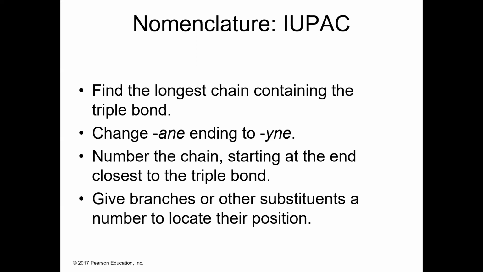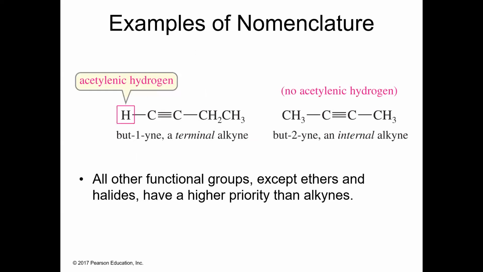In terms of nomenclature, by the IUPAC, you find the longest chain containing the triple bond, if the alkyne is the principal functional group. The suffix will be changed from ANE to YNE. We'll number the chain starting at the end closest to the triple bond. We'll give branches or other substituents a number to locate their positions.